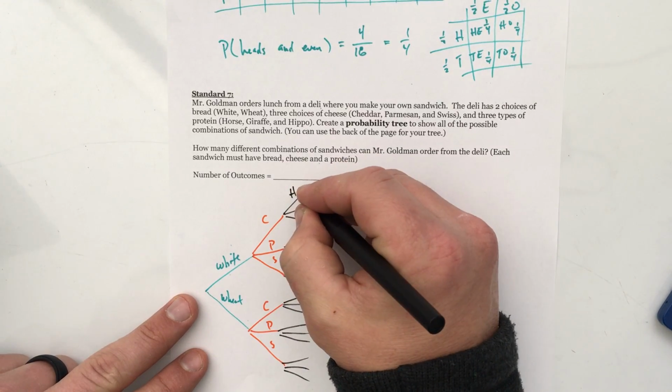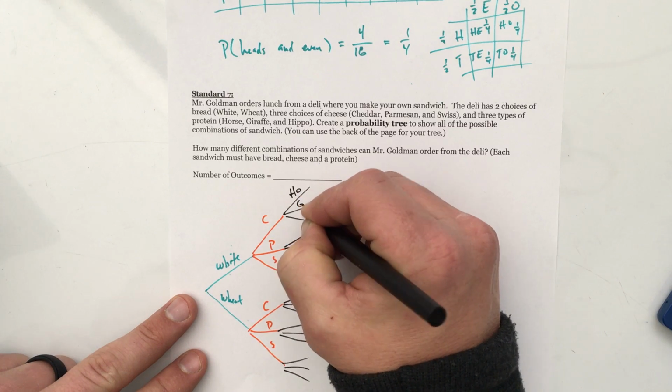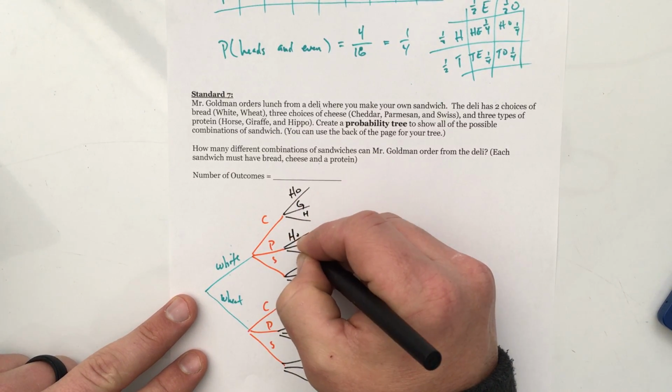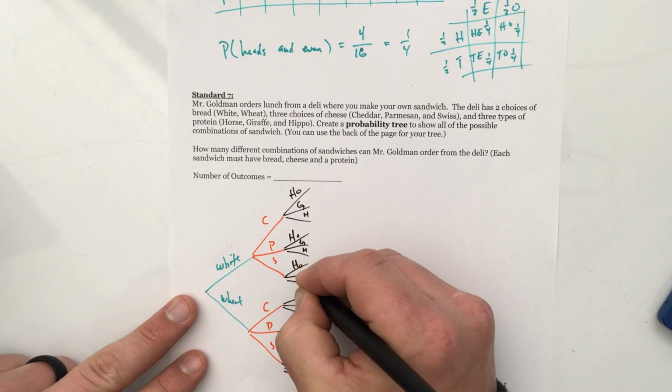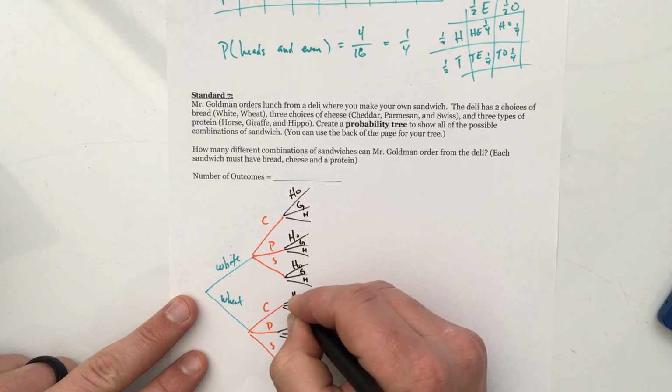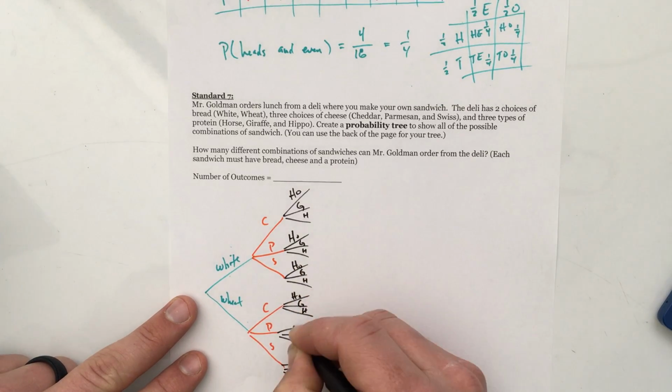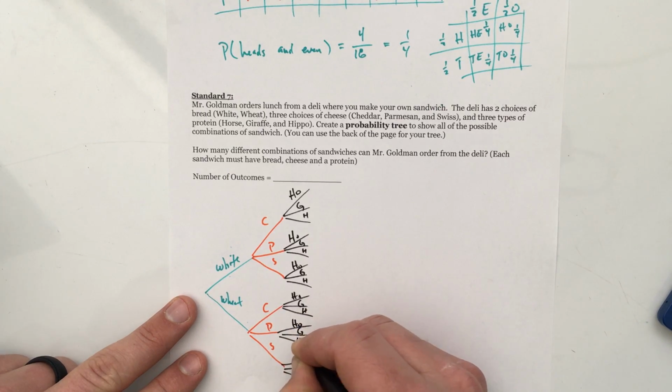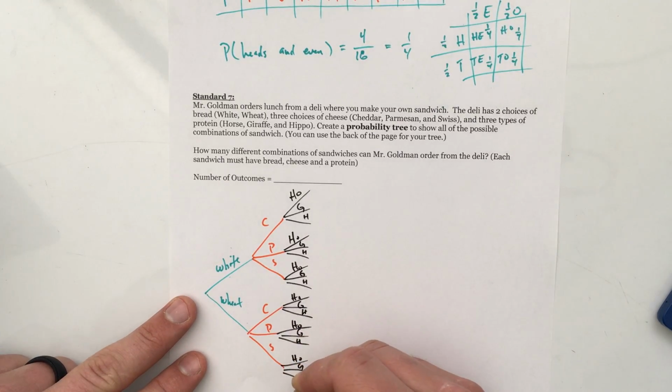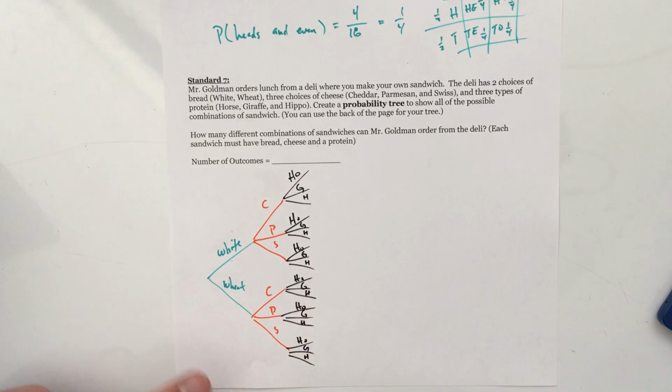All right. Horse, giraffe, hippo, under each cheese. The key with this, be neat.